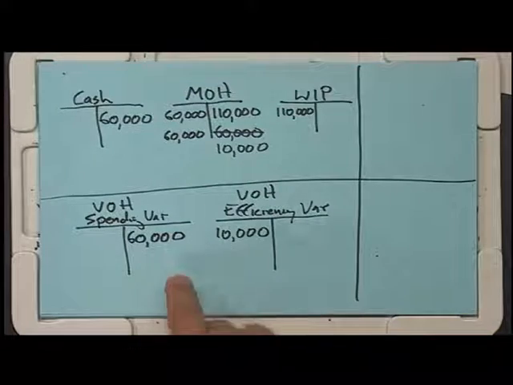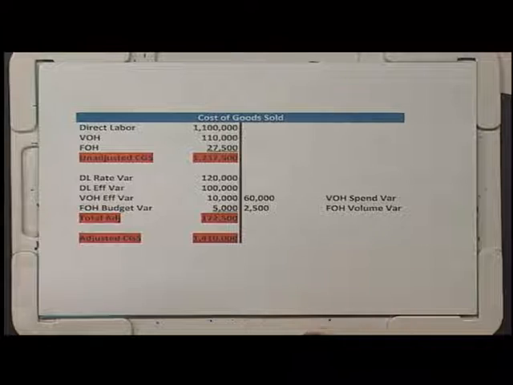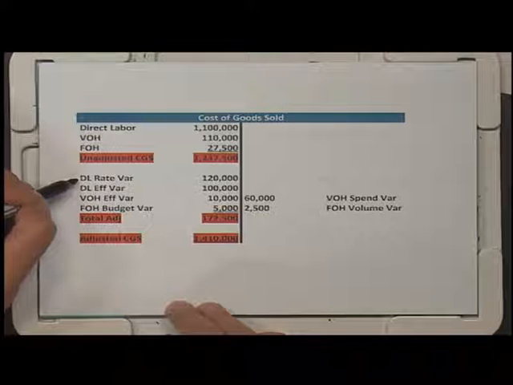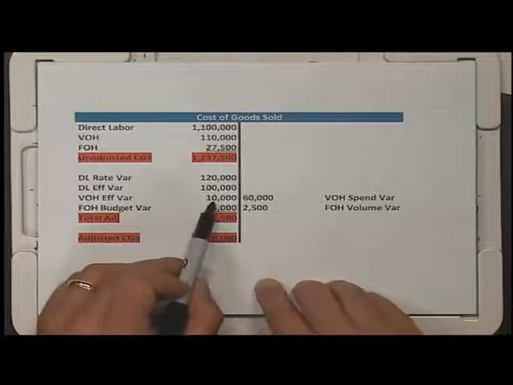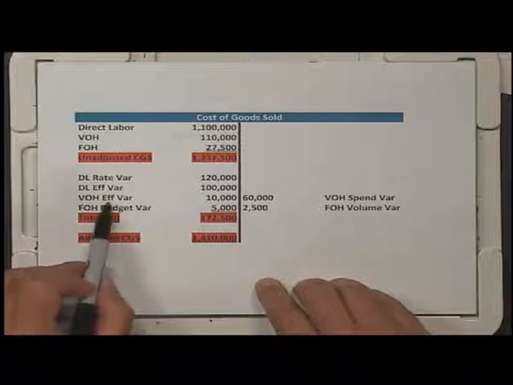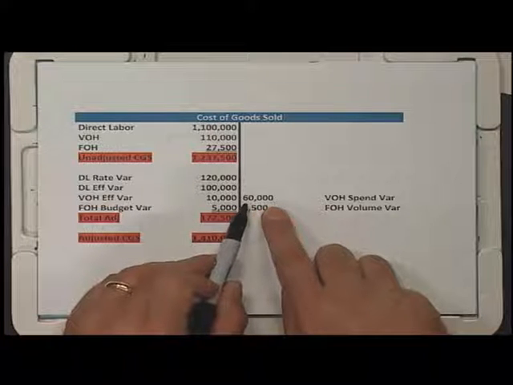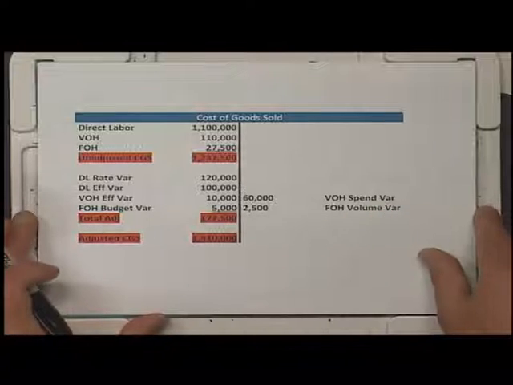Ultimately, we will close these accounts into cost of goods sold, and you can see that in addition to our unfavorable rate variances that we saw in the previous video, we now have a $10,000 cost of goods sold increasing adjustment for our unfavorable efficiency variance and a cost of goods sold decreasing adjustment of $60,000 for our favorable spending variance.